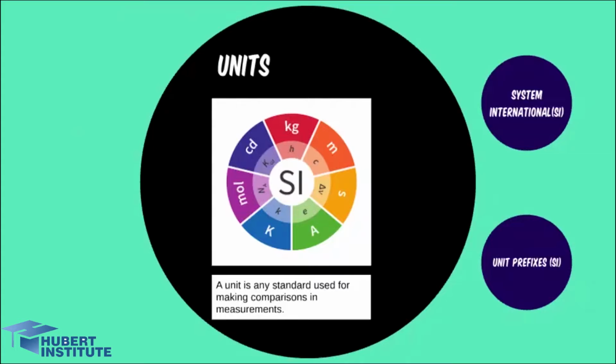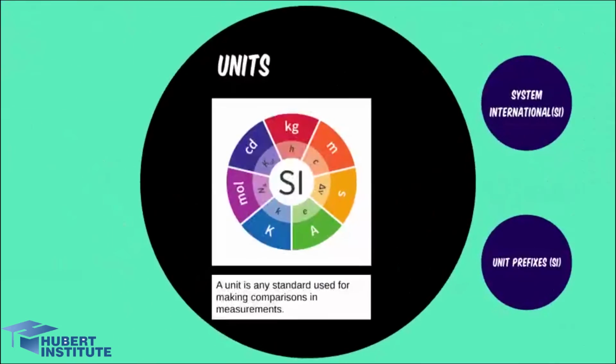So the concept of SI units: SI is the shortened form of System International. It's just a metric system, a modern form of the metric system, which represents the basic units and is accepted everywhere in the world, so it's used everywhere.